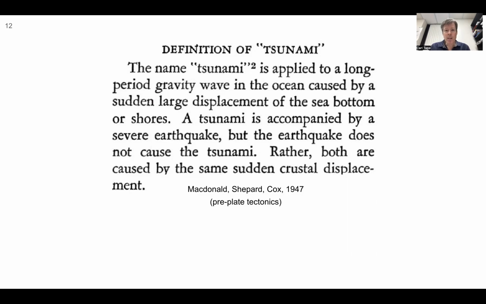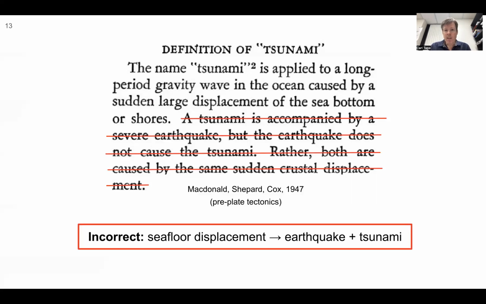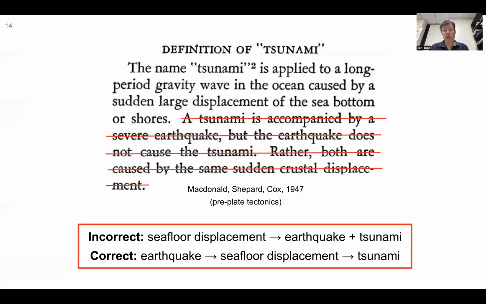So the first part is correct. The second part is not. They infer that the seafloor displacement generates both the earthquake and the tsunami. We know that is not the case. The correct part is that the earthquake generates the seafloor displacement, and that displacement causes the tsunami. Lift up the seafloor, move all that water, and it's going to propagate outward and even across the ocean. And that's what happened in this case in Alaska to generate the wave that traveled all the way across the ocean.